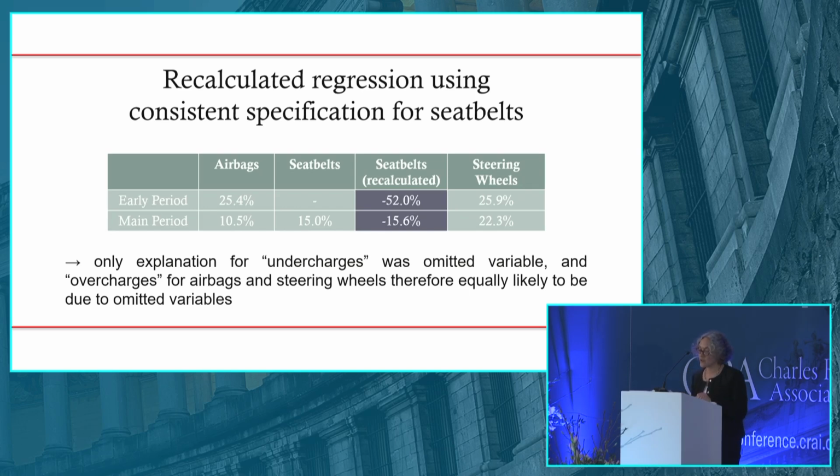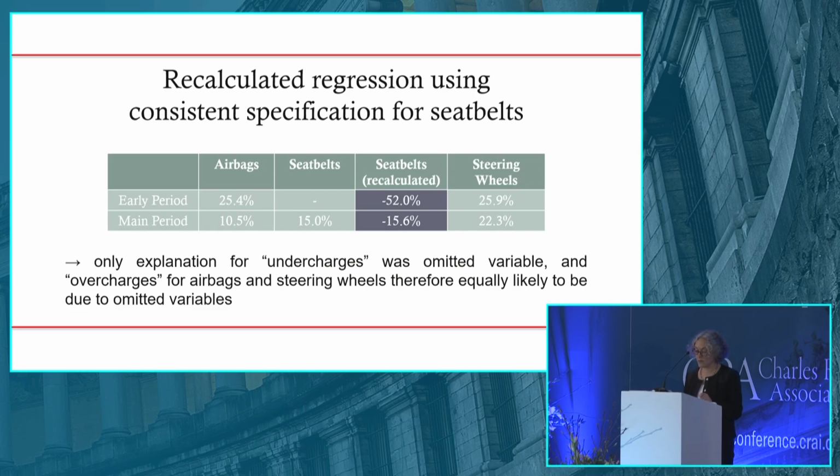And that led the tribunal to conclude that the recorded overcharges for the other safety components, airbags and steering wheels, were equally likely to be due in whole or part to omitted variables rather than due to the operation of a cartel. So that's the first two problems.